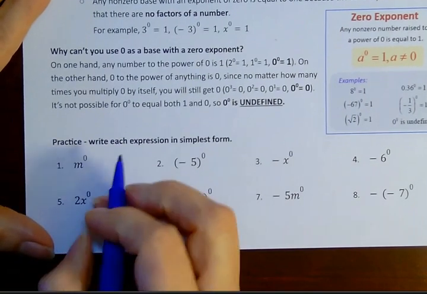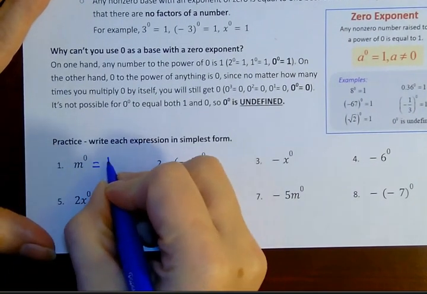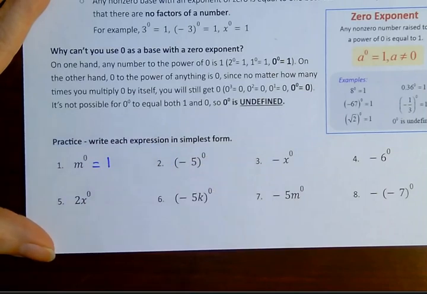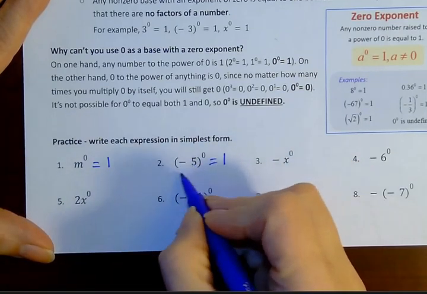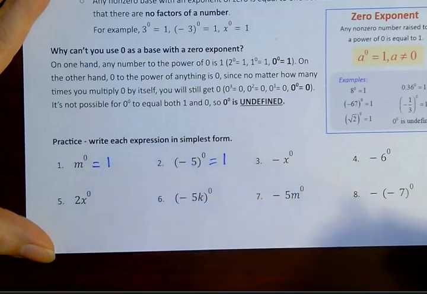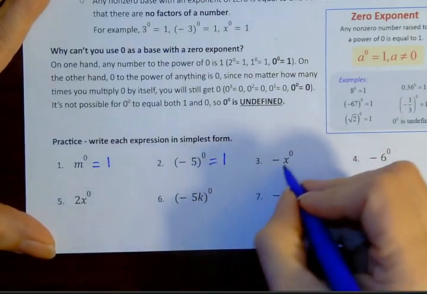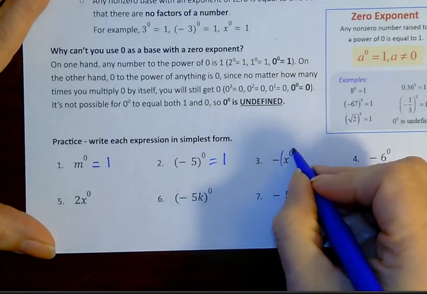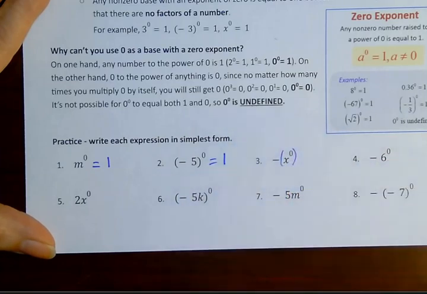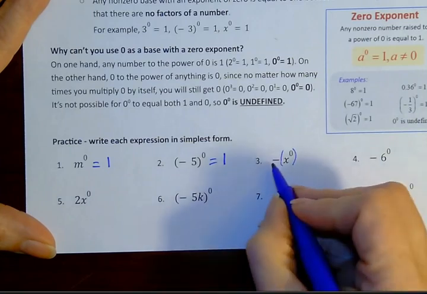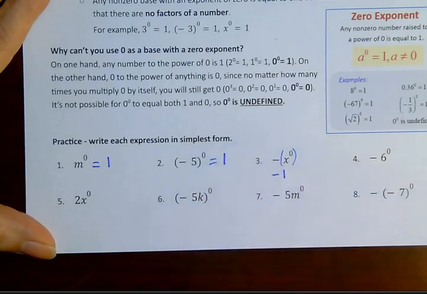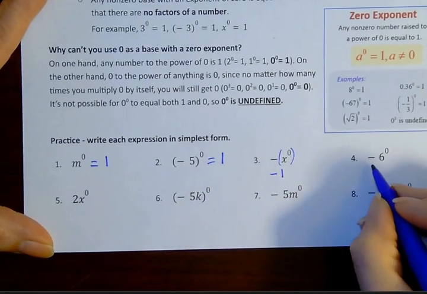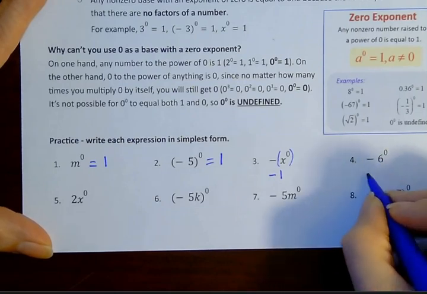Anything to the 0 is what? 1. So m to the 0 is going to be 1. Doesn't matter what m is. It equals 1 right there. Okay, anything to the 0 is what? 1. So this amount inside here equals 1. Here, though, I need to take the negative of x to the 0. Right? Be careful about this. We need to be careful about where that negative is. This is the negative of x to the 0, so it is negative of 1. That is negative 1 for that answer. This is the negative of 6 to the 0, so that is negative 1.